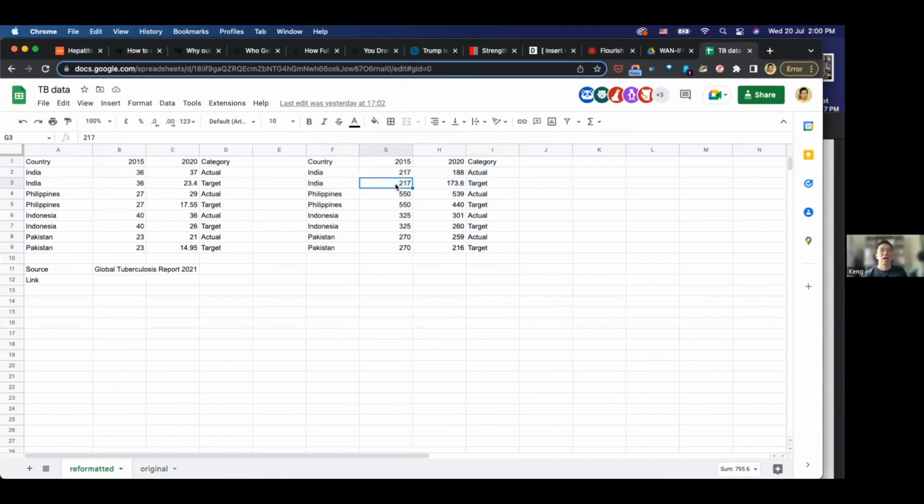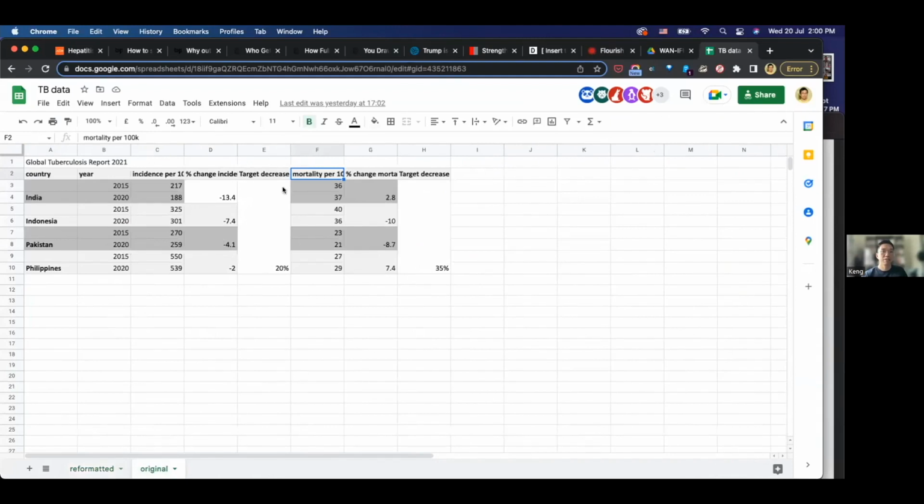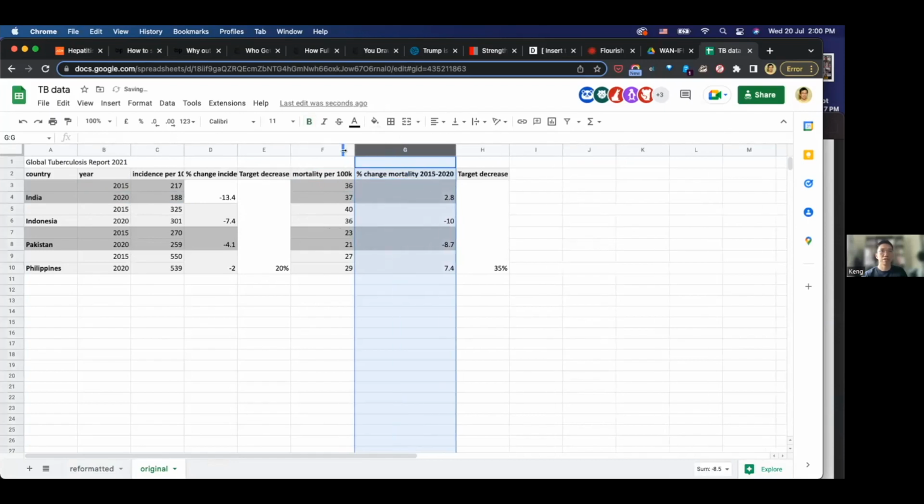Okay, and the original data tells me the mortality rate. In 2015, the first number is 2015, and the second number is the mortality rate in 2020. Okay, and the percentage change of mortality rate. Let me just make it bigger so it's easier to read. Okay, so you can see the change in mortality 2.8, 10%, 8, but the target is 35 for all four countries. Okay, but this is what happened in reality.